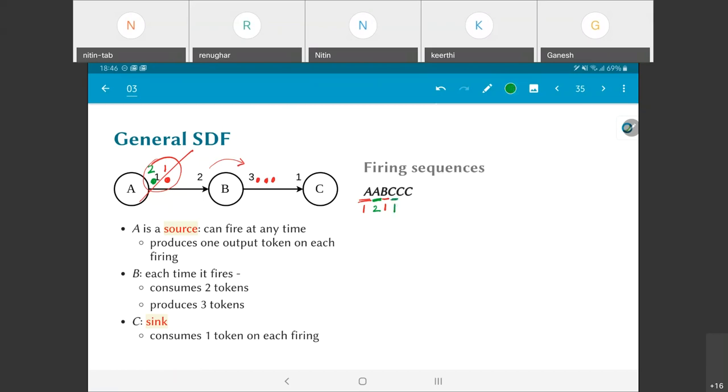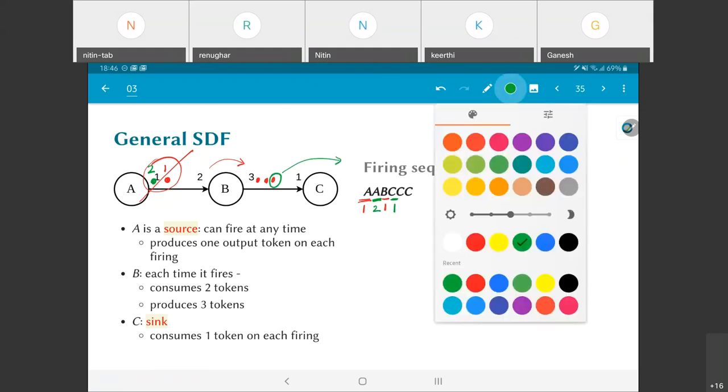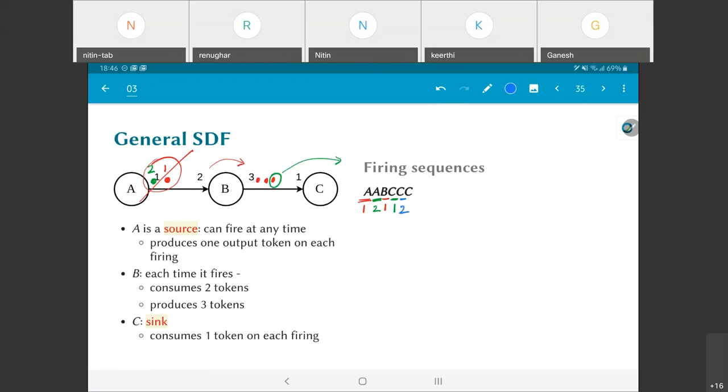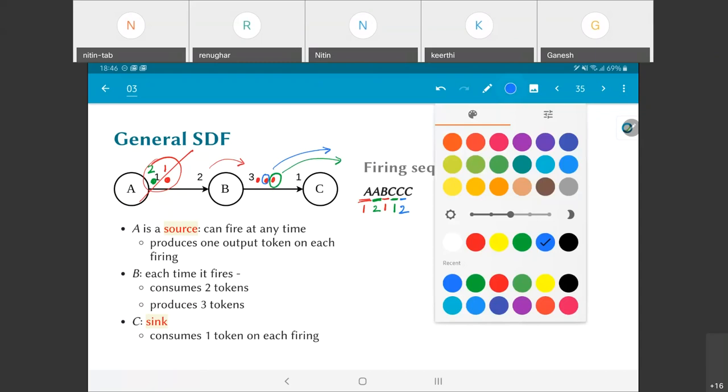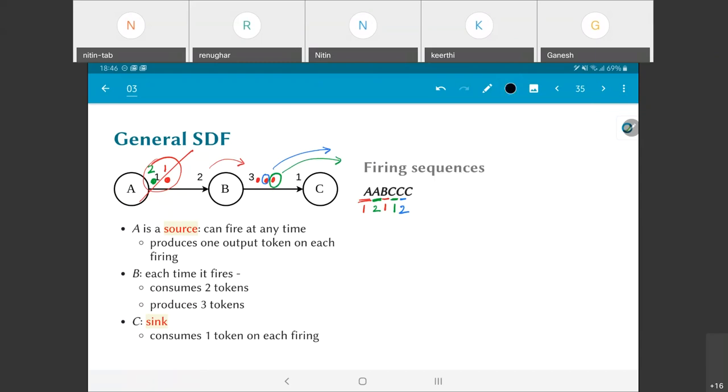The first time that C executes, it will pull out one value from here. The second time that C executes, it will pull out the second value from here. And the third time that C executes, it will pull out the third value from here, right? Which means that effectively by the end of this sequence, I would once again have come back to the same state, right?